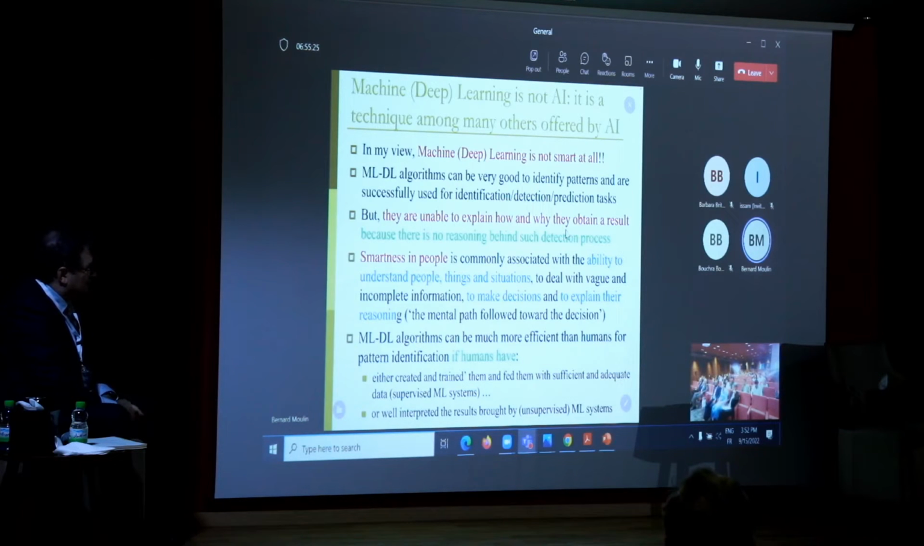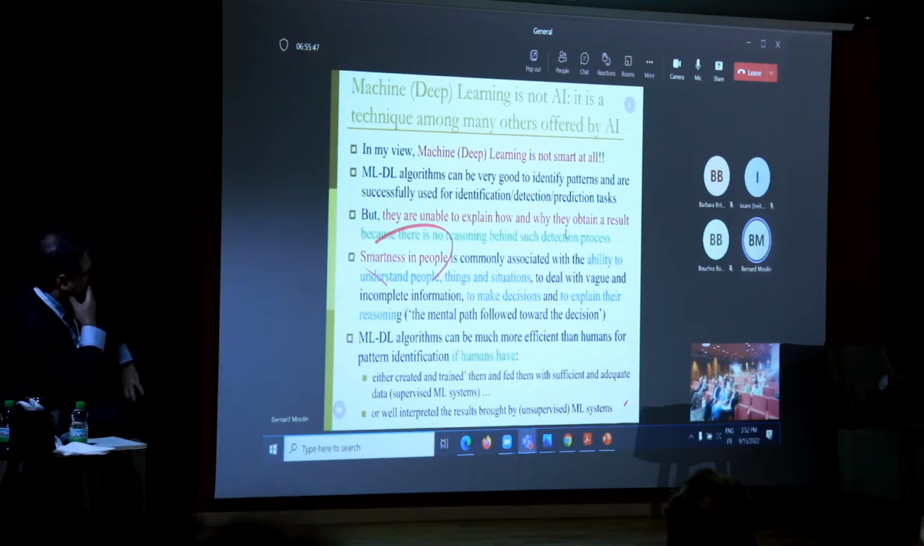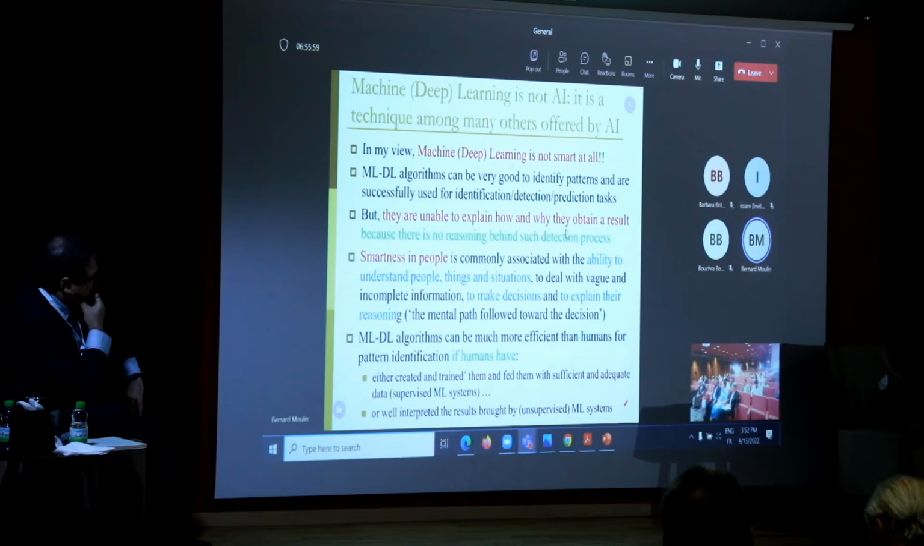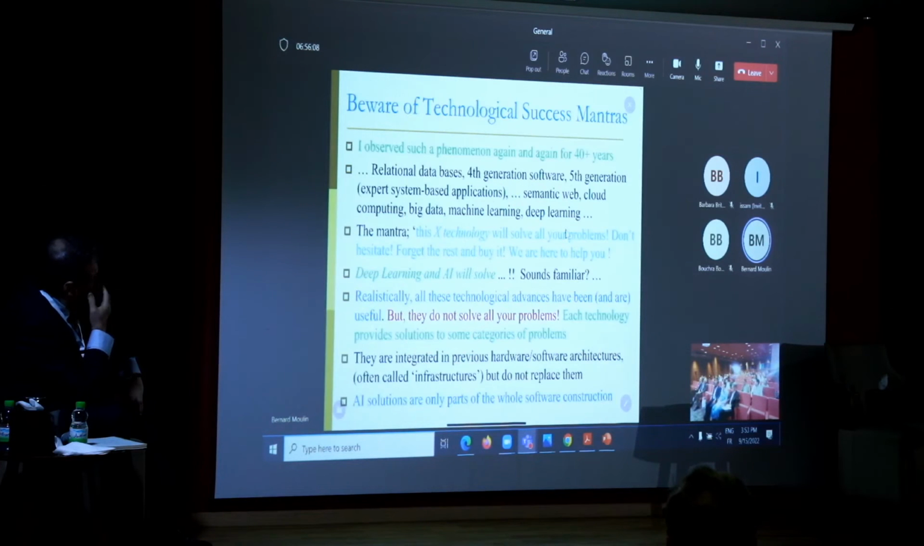to propose. And the thing is that those techniques are unable to explain how and why they obtain a result because there is no reasoning behind such a detection process. It's much more complex. And when we look at smartness in people, it is commonly associated with the ability to understand people, things, and situations, to deal with vague and incomplete information, to make decisions, and to explain their reasoning. And ML/DL algorithms can be much more efficient than humans for pattern identification if they are well trained, if the data are well interpreted. But that's not the whole story.